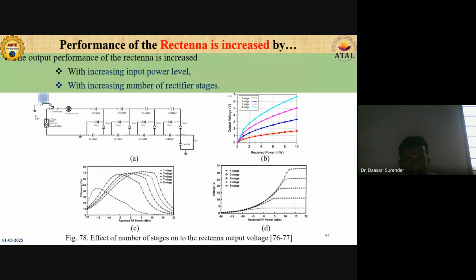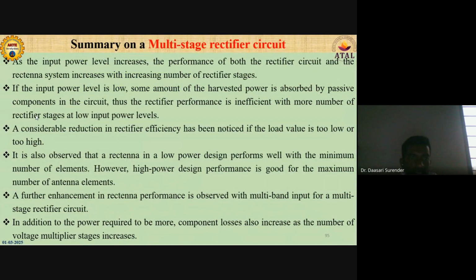In case of one stage, the performance is very low. As the number of stages increases, the performance also increases. So this is the summary on the multi-stage rectifier circuit. When we are designing a rectifier for low power design, we must design it with the minimum number of elements. It is also observed that a rectenna in a low power design performs well with the minimum number of elements. However, a high power design performs well with the maximum number of antenna elements.